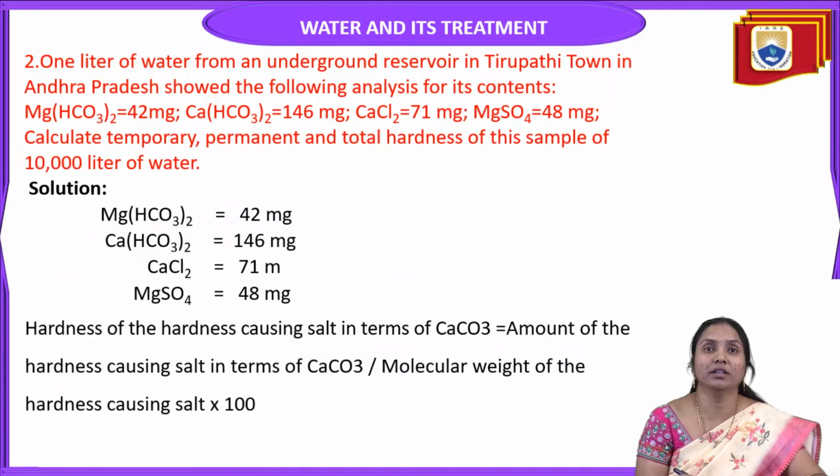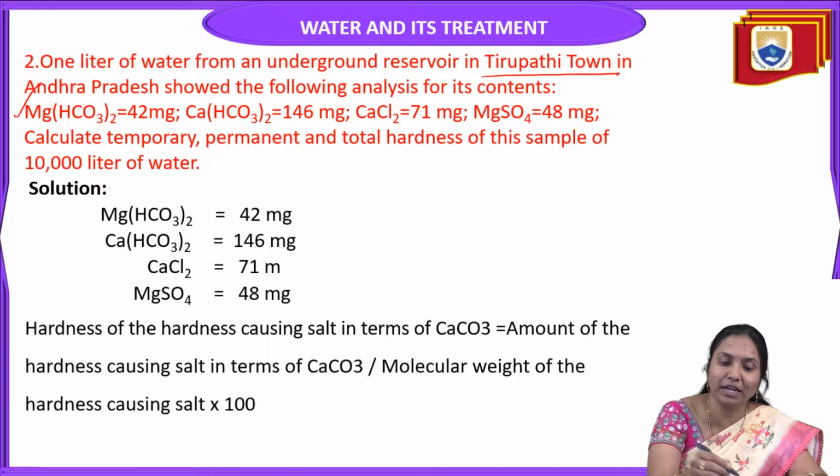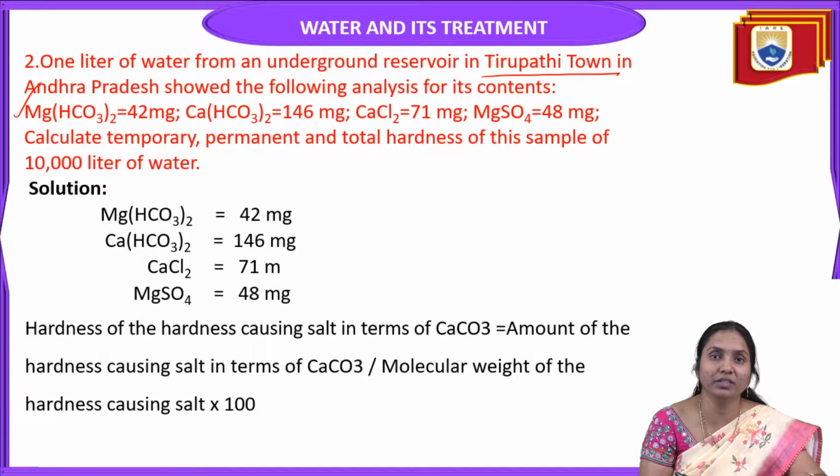Next, one more problem we'll discuss. 1 liter of water from an underground reservoir in Tirupati town in Andhra Pradesh shows the following analysis for its contents. Magnesium bicarbonate is 42 milligrams, calcium bicarbonate is 146, calcium chloride is 71, magnesium sulfate is 48.